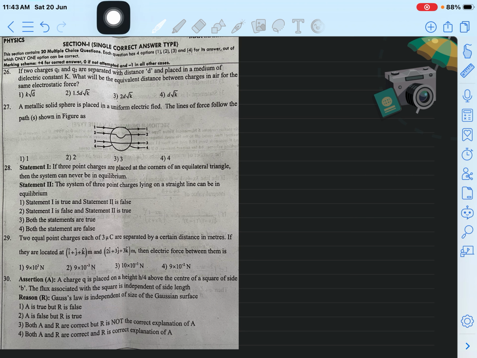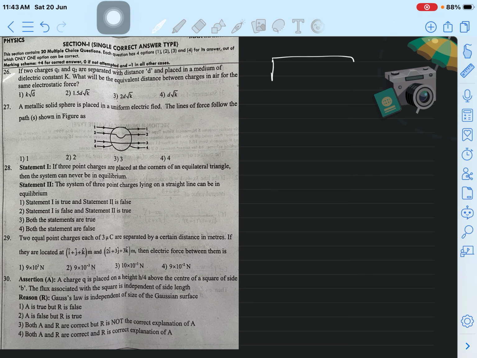It is given, the first one, question 26. Charges Q1 and Q2 are separated by distance d, and they are placed in a dielectric medium of constant k. What will be the equivalent distance between the charges if the same charges are present in air? Now we will see.